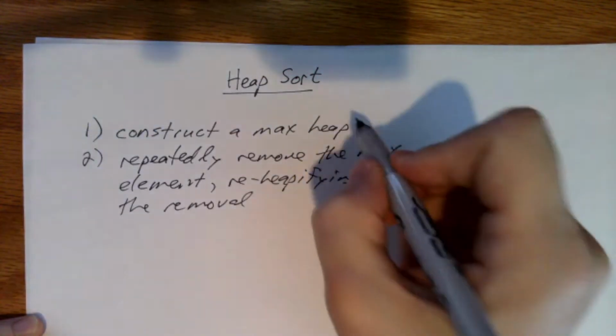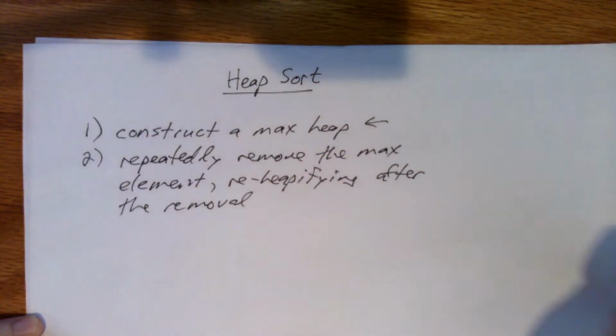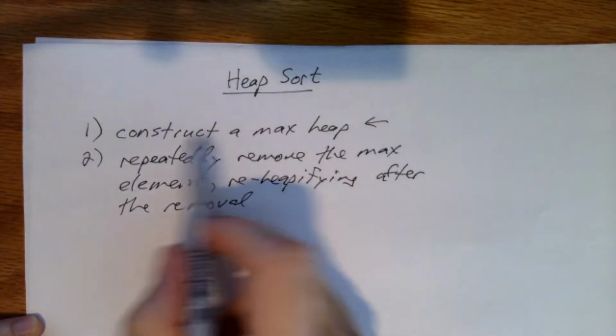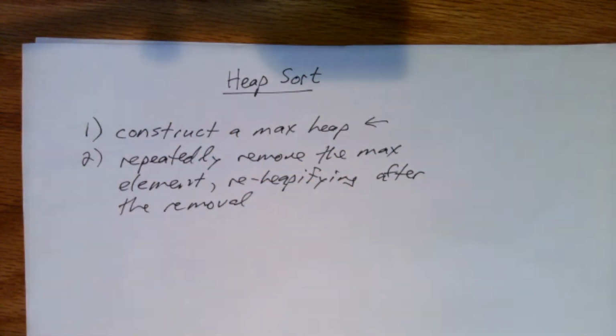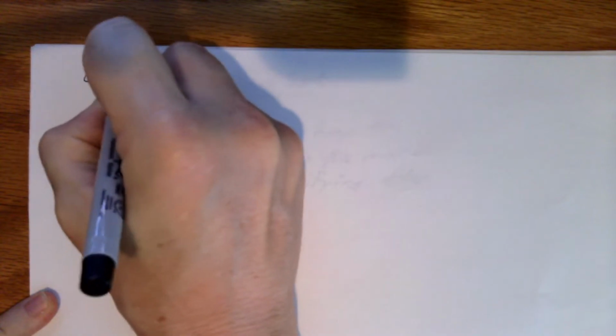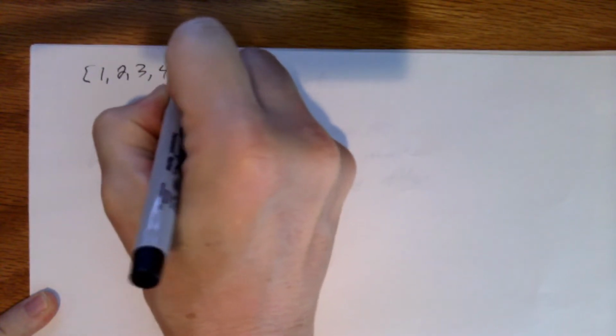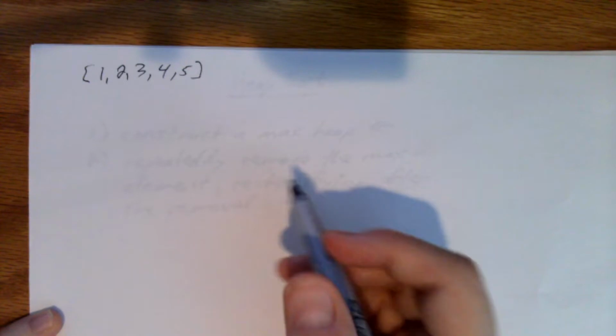But we'll start with the first thing, because it turns out this is where most of the cost will come from. There's different ways to construct a max heap. So let's look at a couple ways. Let's say that we have this array, 1, 2, 3, 4, 5, and we just want to build a max heap from it. We're not sorting yet, because it turns out this actually would already be sorted, right?